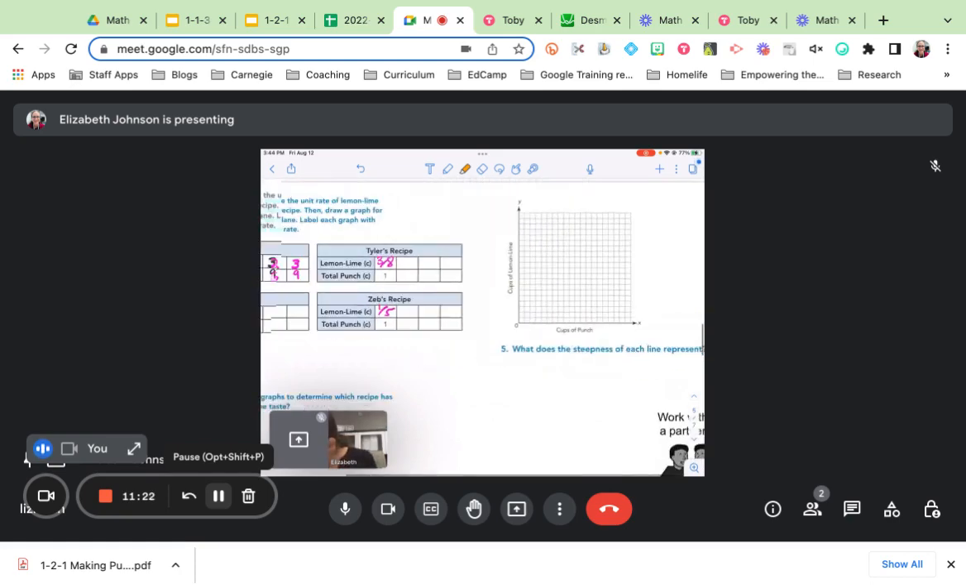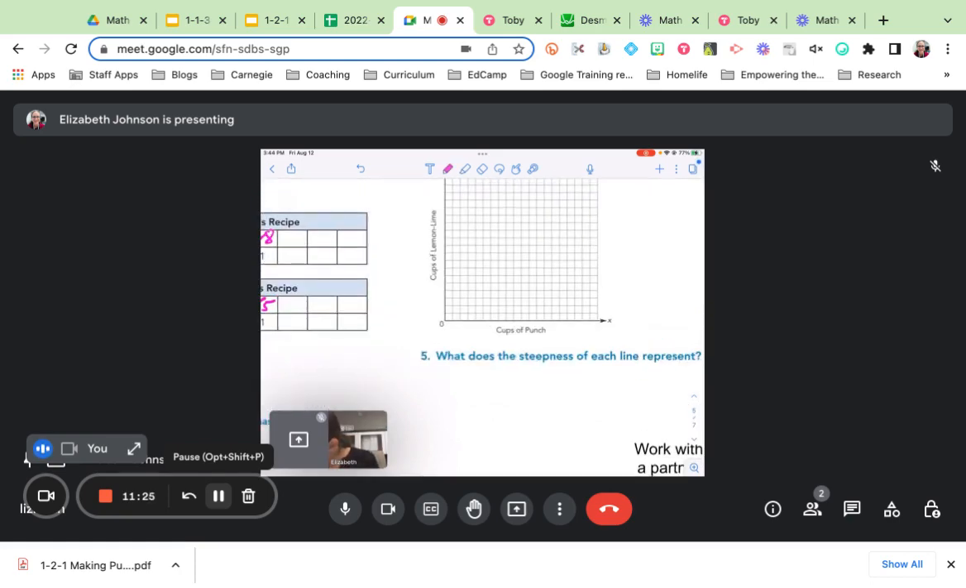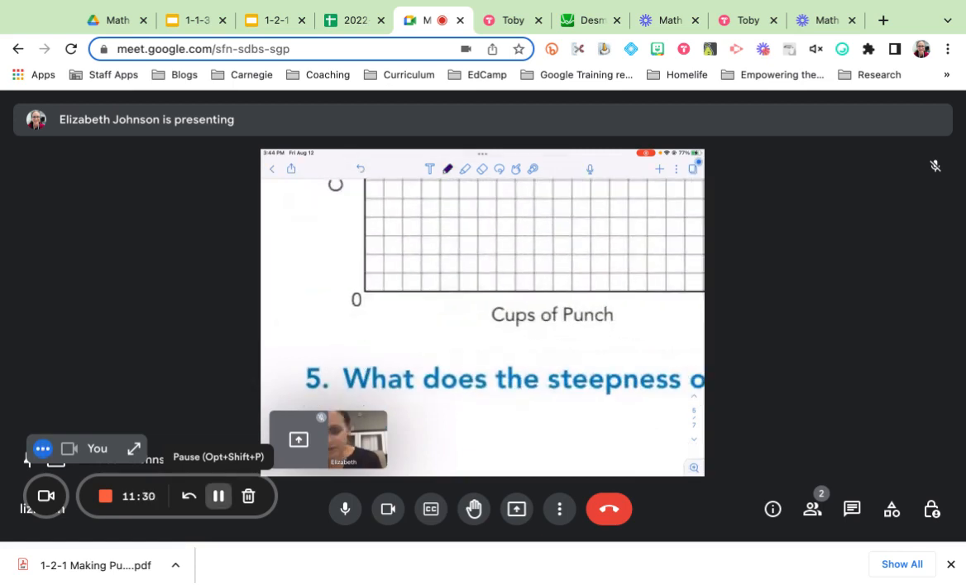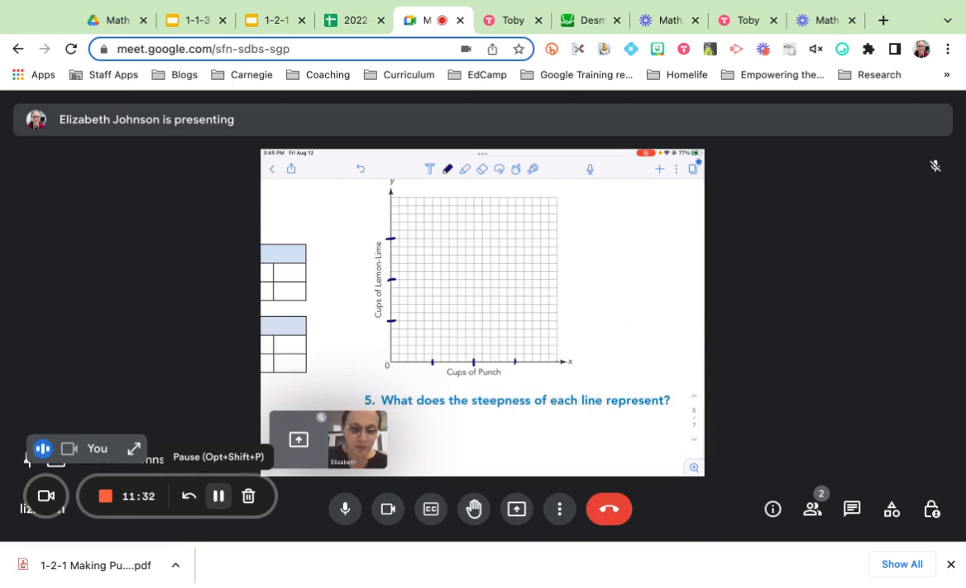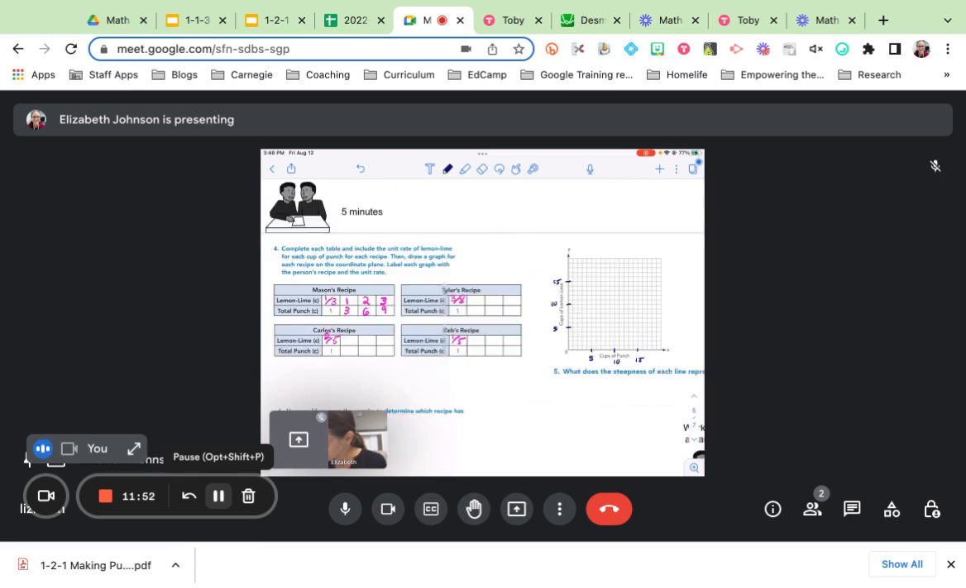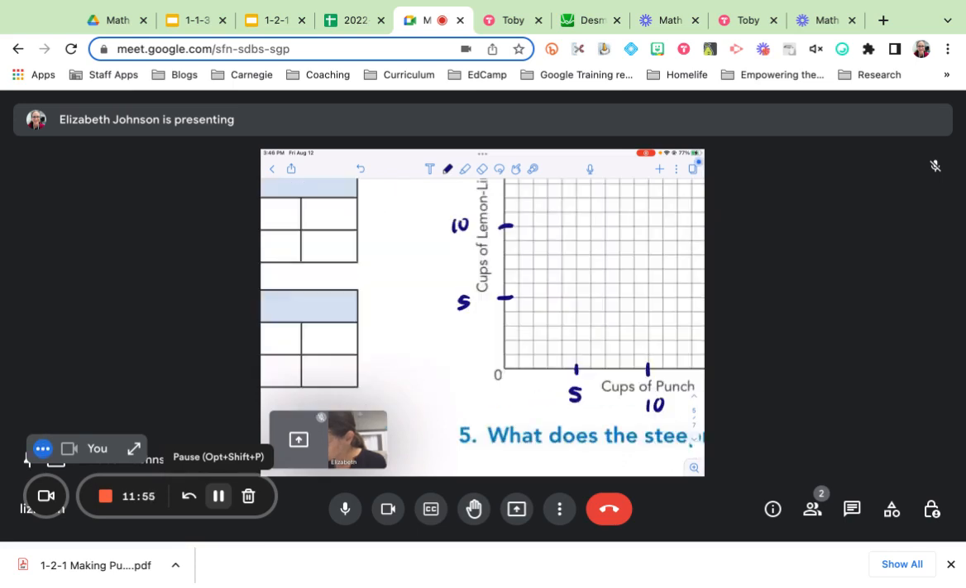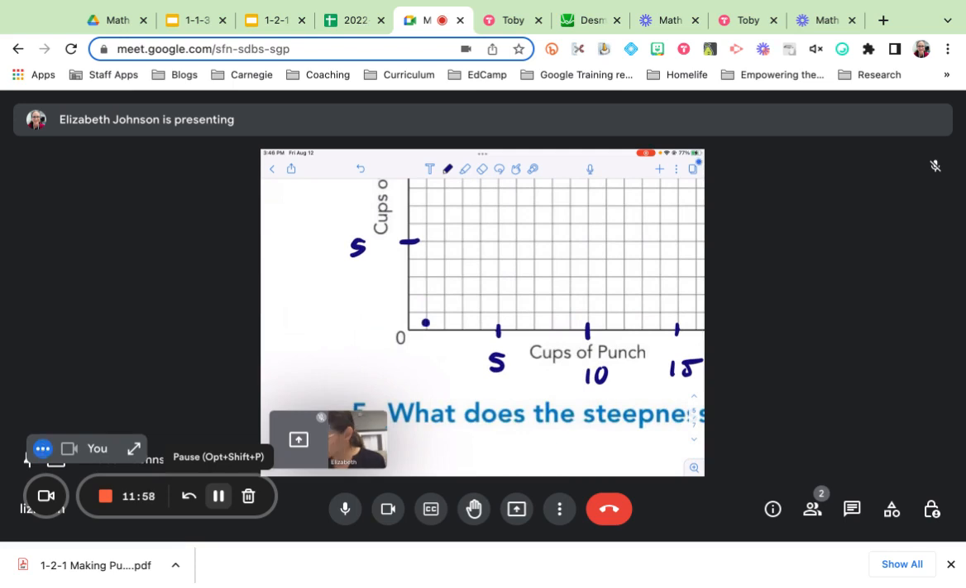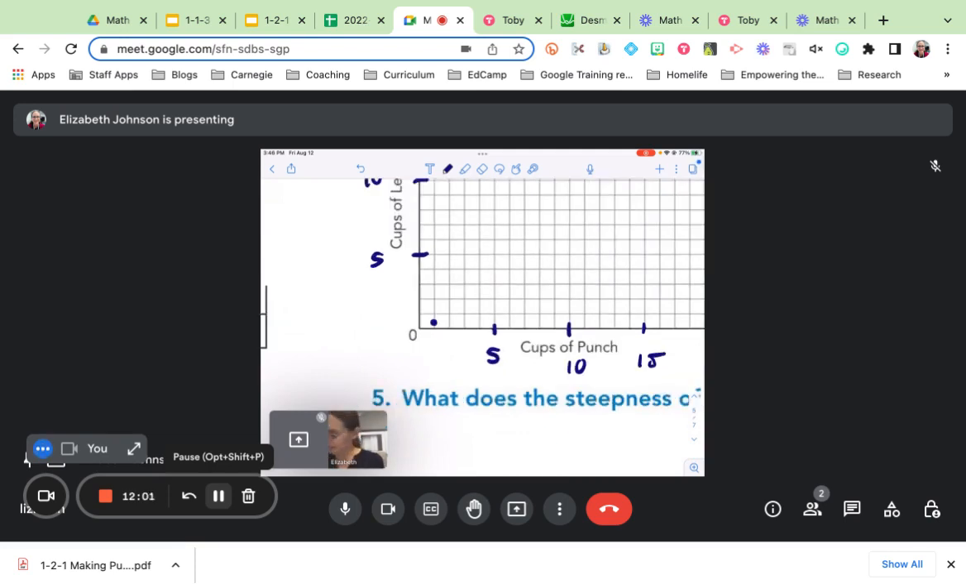So first of all, I had the point when I had just 1 cup of punch. I was looking for that point for just 1 cup of punch, but you know what made it easier? Labeling my axes. 5 cups, 10 cups, 15 cups, 5, 10, 15. That's going to make this so much easier. Okay, now what we were doing. We were going to show that when we have 1 cup of punch total, from Mason, that's the same as 1/3 cup of lemon lime. So let's do that. 1 cup of punch is 1/3 cup of lemon lime. That's that point right there.